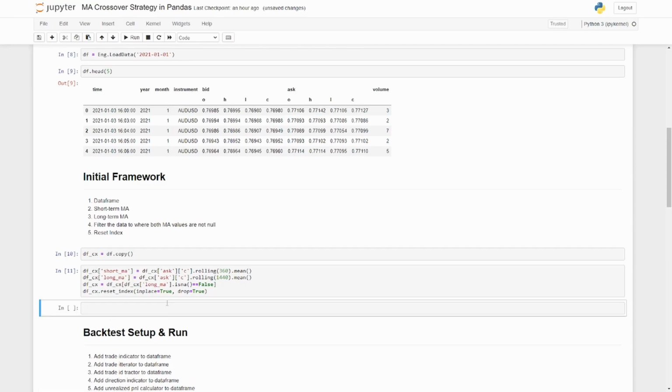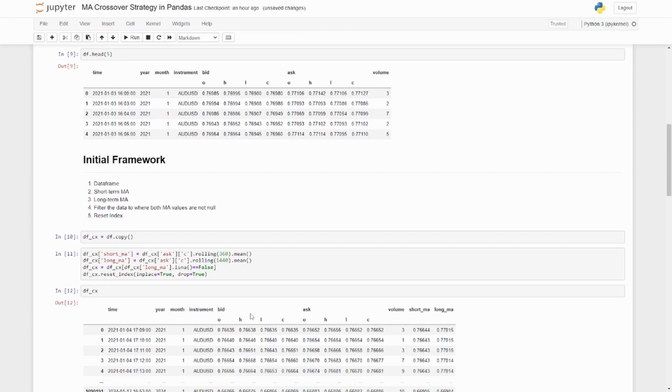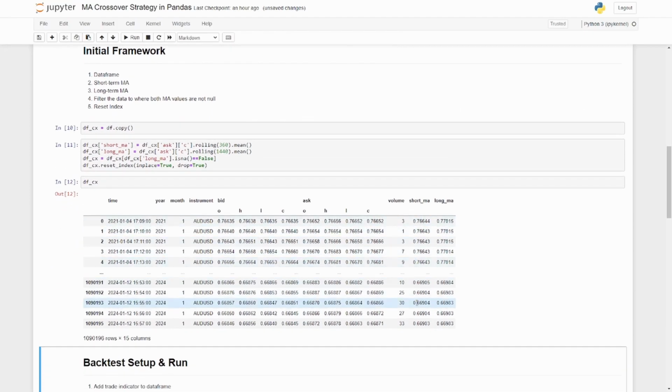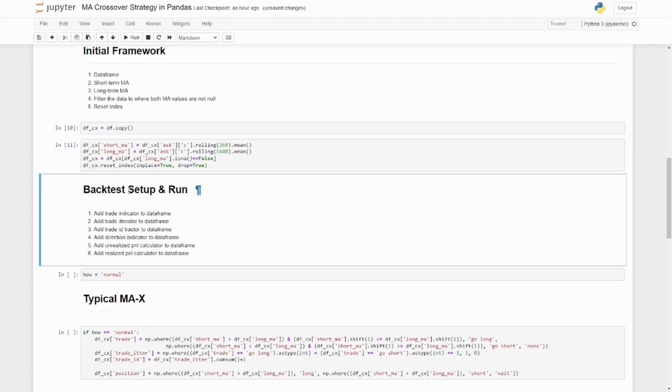And I'm going to press Escape A so that I can create this new cell. And I'll just show you what this looks like now. So now you can see our data. We have this short moving average, this long moving average, and everything's based upon the close of the ask, right? We're just doing this very simple. So I'll go ahead and get rid of this.